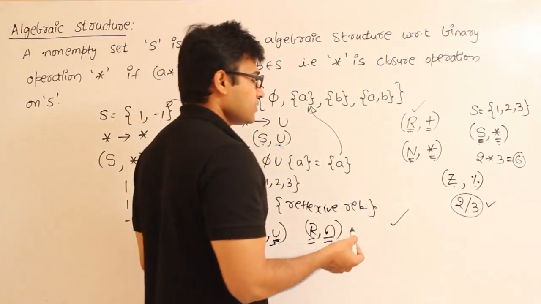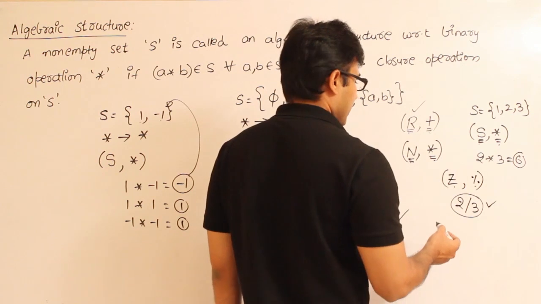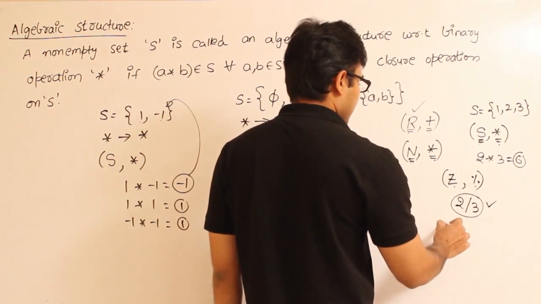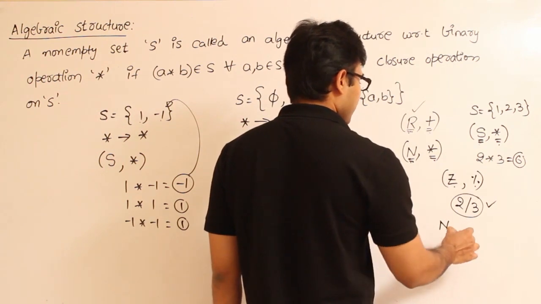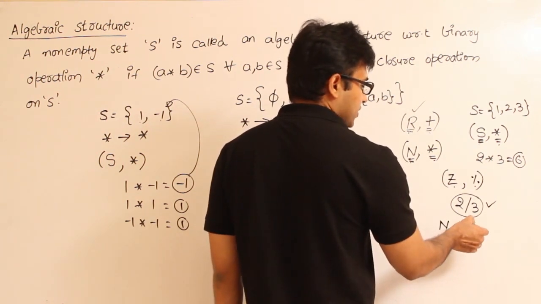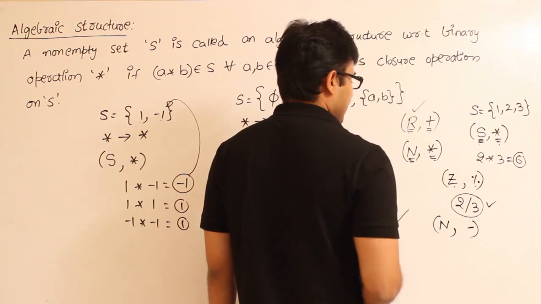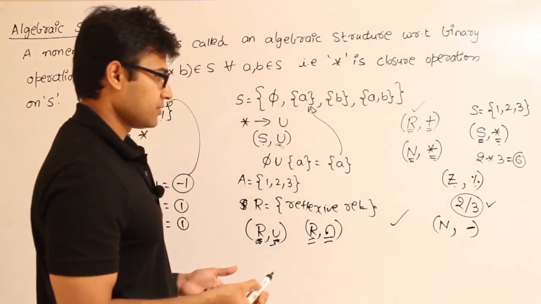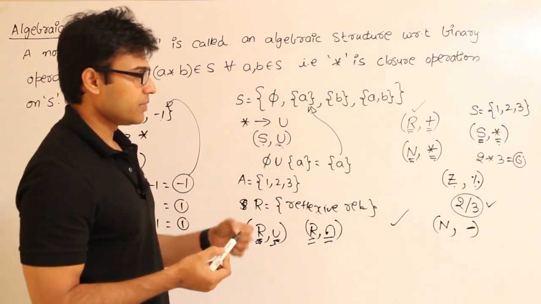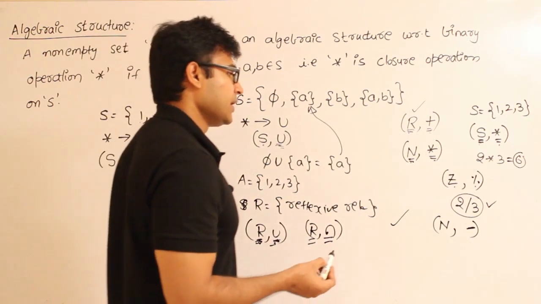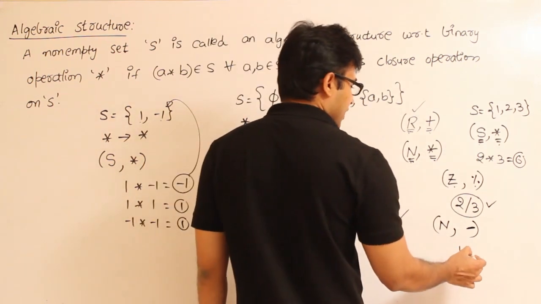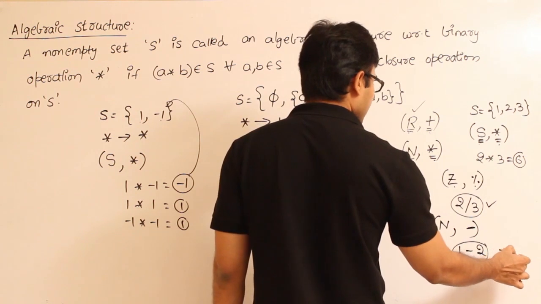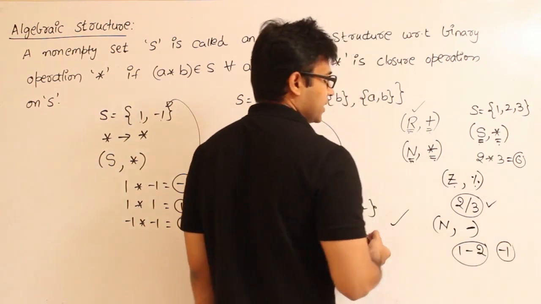Got it? And assume that we have the set of all natural numbers, and let's talk about subtraction. What happens now if I take two natural numbers and apply subtraction? Will the result also be a natural number? Need not be. The reason is, if I take 1 and subtract 2 from it, then the result is going to be -1, which is not a natural number, right?